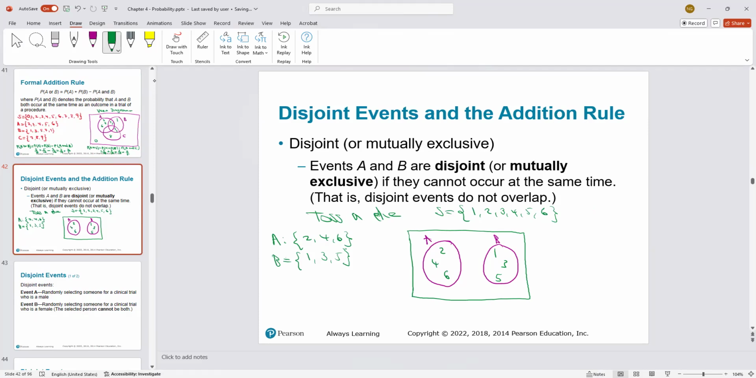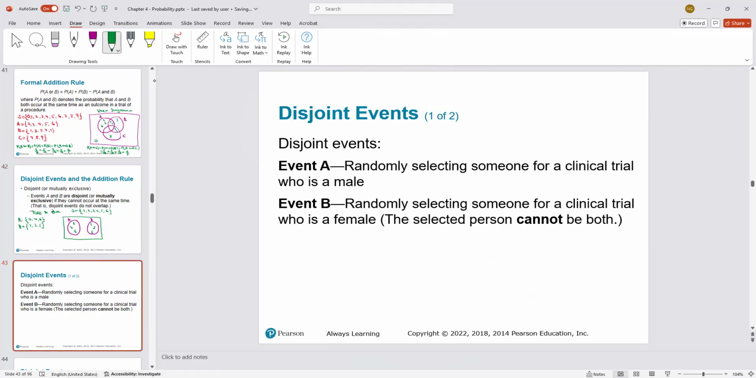So you see, for this one, they don't have any intersection like the first one. In the first one, there is A intersect B, something between A and B, but here there is nothing. Disjoint events, like randomly selecting someone for a clinical trial who is male, and randomly selecting someone for a clinical trial who is female, so they cannot be both. Of course, I understand how sensitive that can be, but let's suppose we're talking about being male and female at the same time. That's not something you can see. So that's disjoint.